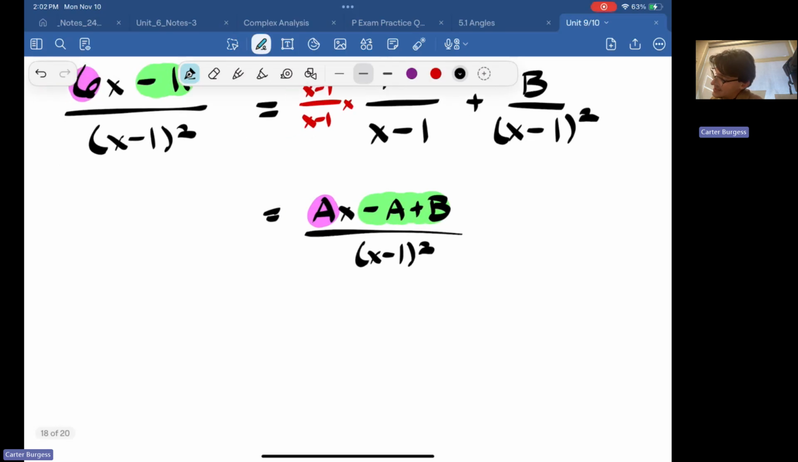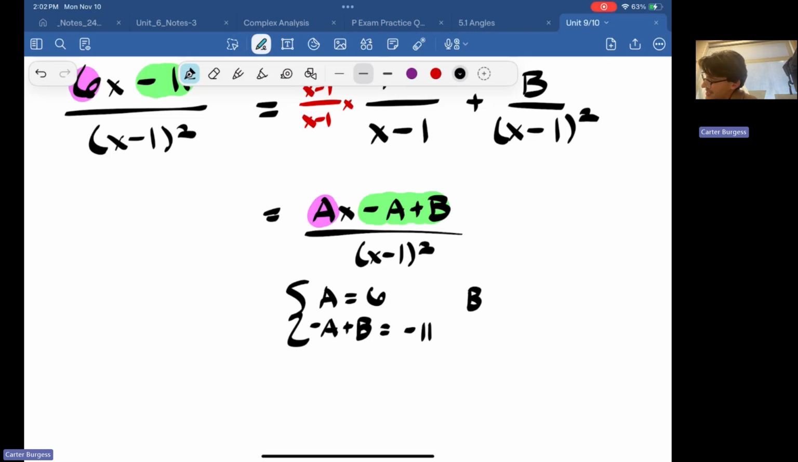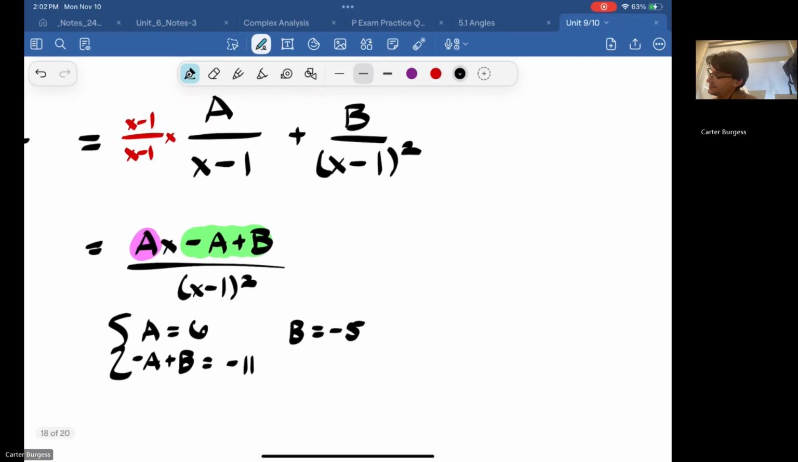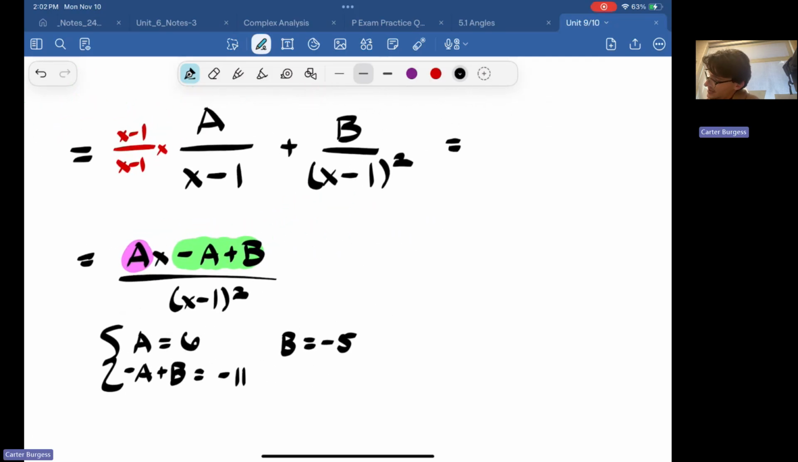And so I get the system, which is that a should be equal to 6, and negative a plus b should be equal to negative 11, which when a is equal to 6 tells me that b should be negative 5. And so I get that this is 6 over x minus 1 minus 5 over x minus 1 squared.